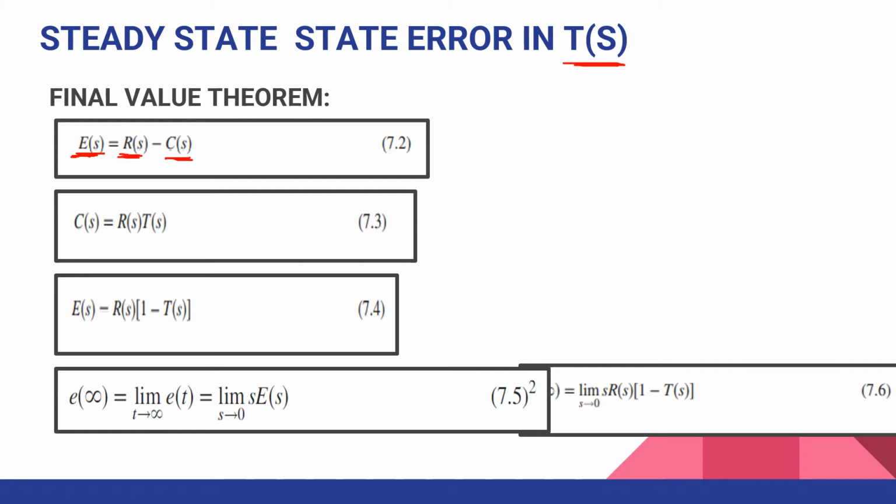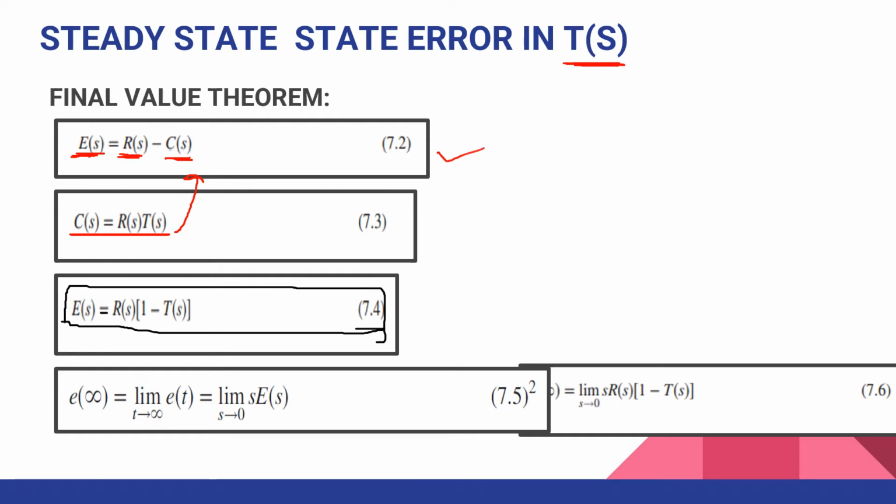In the next equation, the output is equal to the input times the T(s) function, which is similar to a block diagram. If we substitute this equation here, we will get the final equation, which is that the steady state error is equal to R(s) multiplied by 1 minus T(s). So this is the formula we need to remember always: error is equal to the input multiplied by 1 minus T(s). Keep in check that the most important formulas we need to remember are these two, 7.2 and 7.4. These two are similar to each other.